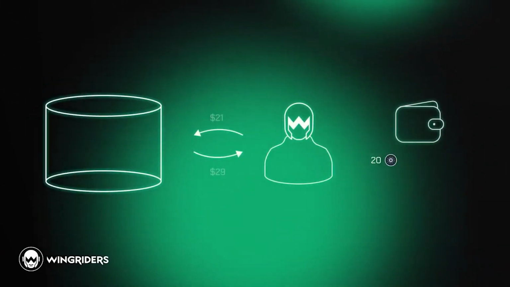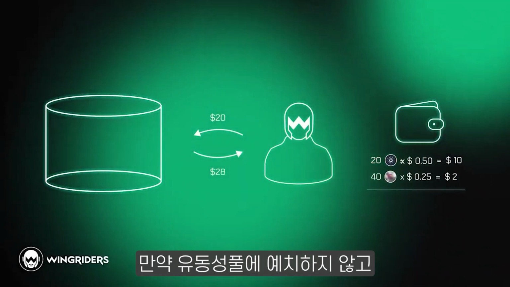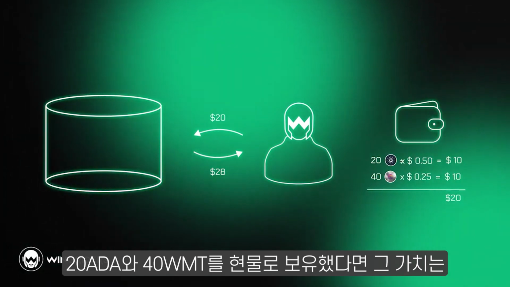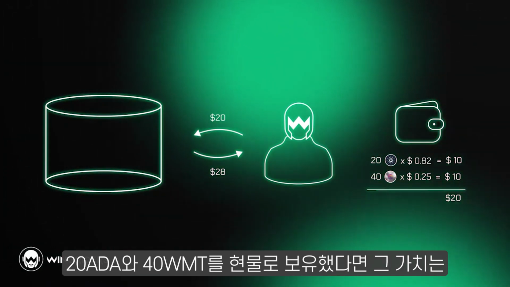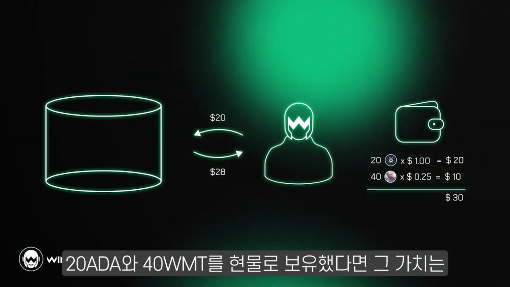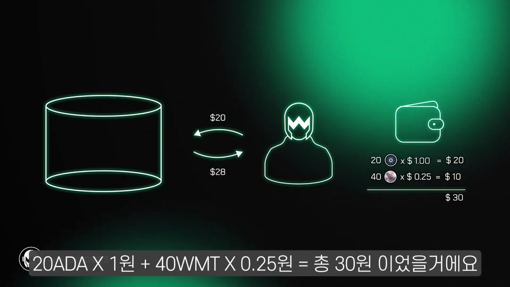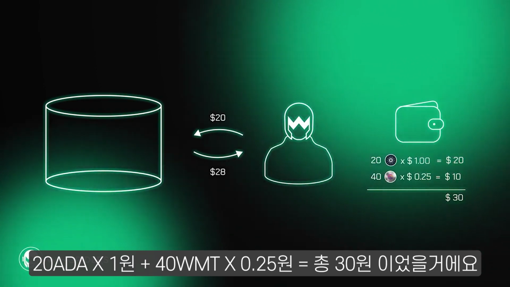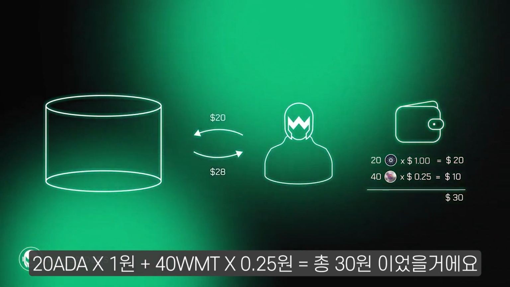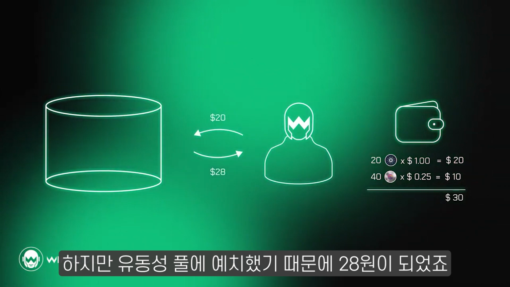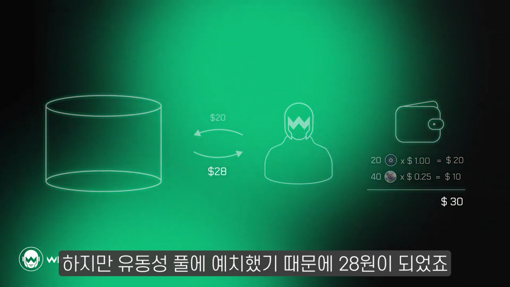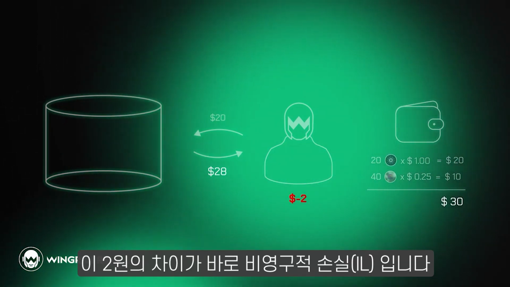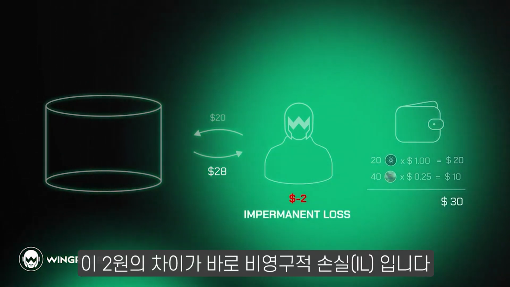If you hadn't deposited those 20 ADA and 40 WMT into the pool and just kept them in your wallet, thanks to the price rise of ADA, your 20 ADA in the wallet would now have $20 value, plus your 40 WMT would still have the value of $10. In total, you would now hold the value of $30 in your wallet. But since you deposited them in the pool and withdrew them, you hold $28. The $2 difference in this case is the impermanent loss.